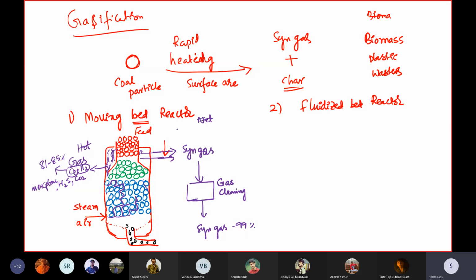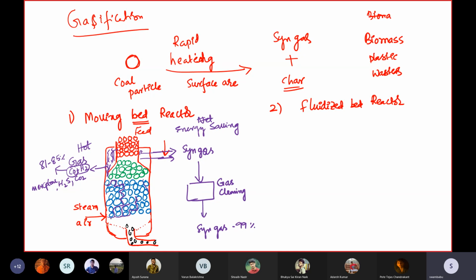So this is a more energy saving process compared to the other two processes. But one big problem with the moving bed reactor is that since the particles are moving like a bed, efficient gasification will not take place.